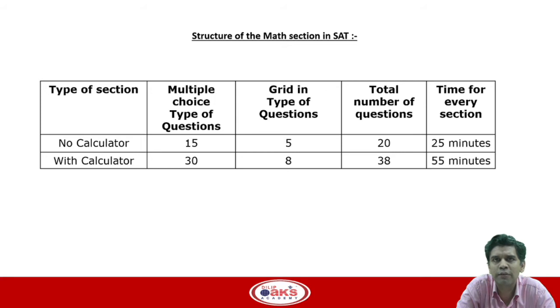You have a time span of 25 minutes for that. In the next section, where use of calculator is allowed, you will attempt 30 questions of the multiple choice type and 8 questions of grid-in type. That is, in all you will attempt 38 questions in a time span of 55 minutes.